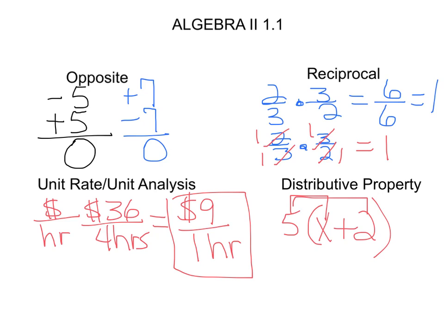So we just multiply that out. When we say distribute, that means to multiply. 5 times x is 5x, plus 5 times 2 is 10. Whatever is outside the set of parentheses must be distributed to every term inside the parentheses. To distribute means to multiply by it.